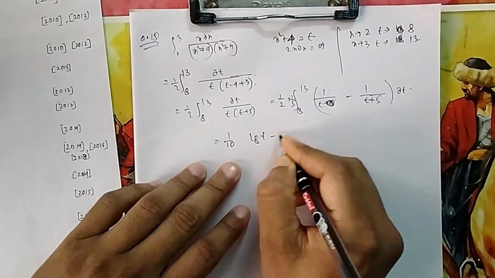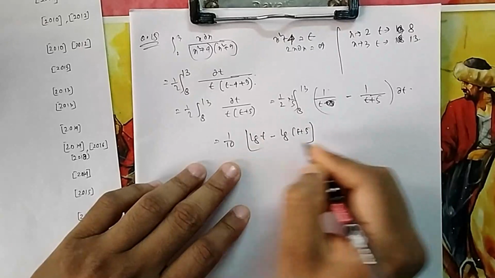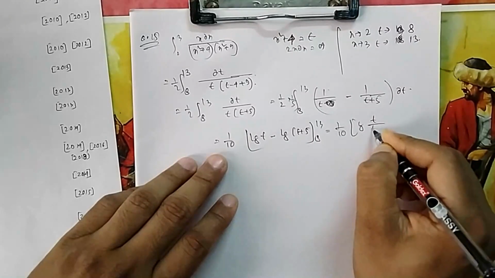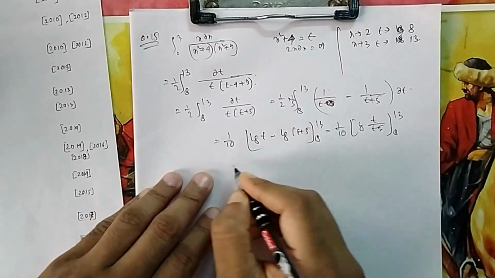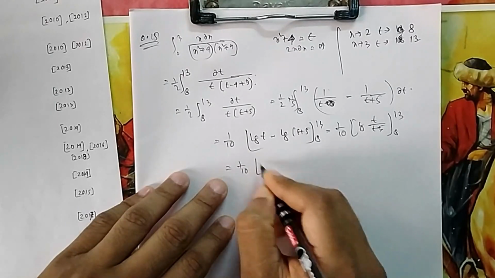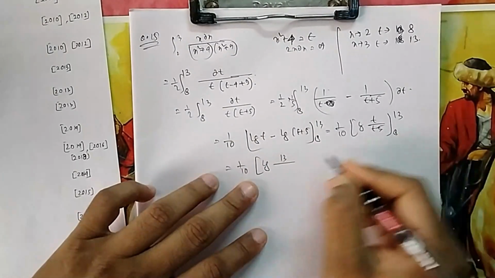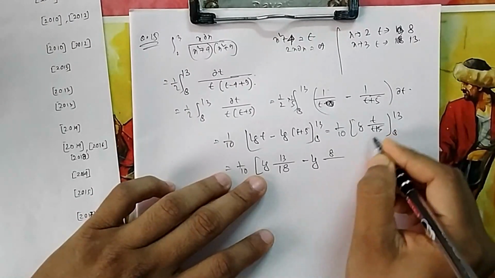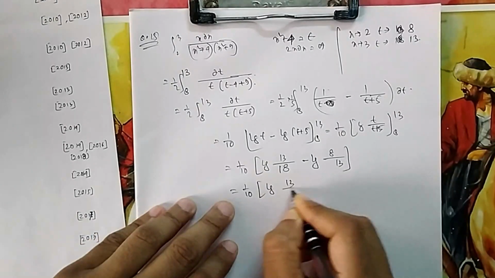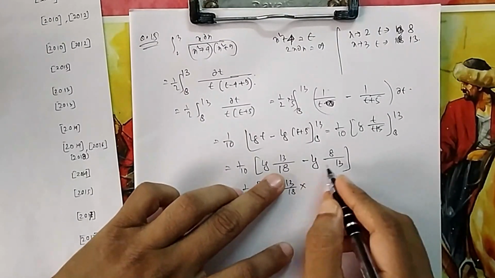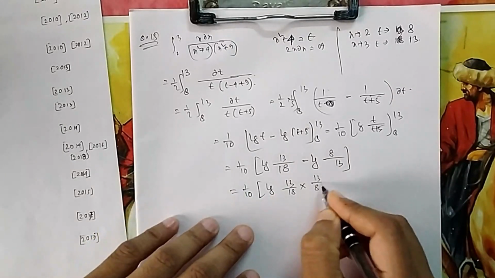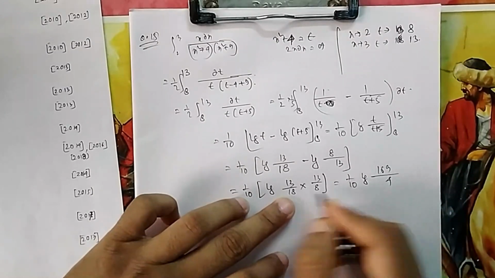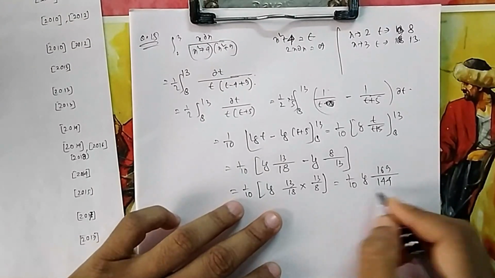So it will be log t minus log (t plus 5), from 8 to 13. So it will be 1 by 10 log of t by (t plus 5), from 8 to 13. If you put 13, it is 13 by 13 plus 5, 18, minus log of 8 by 8 plus 5, which is 13. Log minus means divide. So if you divide it, it will be 13 by 8. So something of this fashion, it will be log of 169 divided by 8 times 18, 144. So this is your answer.